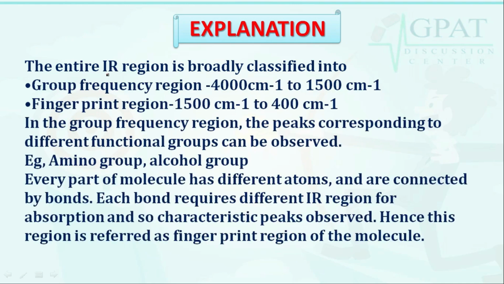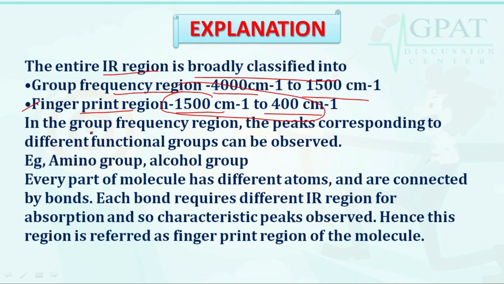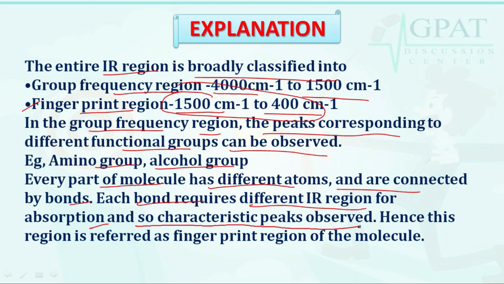Here we have a simple explanation: the entire IR region is broadly classified into the group frequency region and the fingerprint region. The group frequency region is 4000 to 1500 centimeter inverse, and the fingerprint region is 1500 to 400 centimeter inverse. Students, sometimes the question may ask which is the fingerprint region and what is the range, so you have to tell about this one. In the group frequency region, the peaks corresponding to different functional groups can be observed, for example the amino group having different peaks and the alcohol group having different peaks. Every part of a molecule has different atoms connected by bonds. Each bond requires a different IR region for absorption, so characteristic peaks are observed. Hence this region is referred to as the fingerprint region of the molecule.